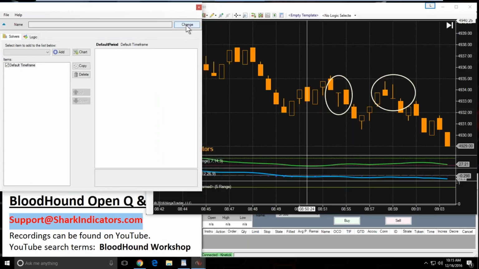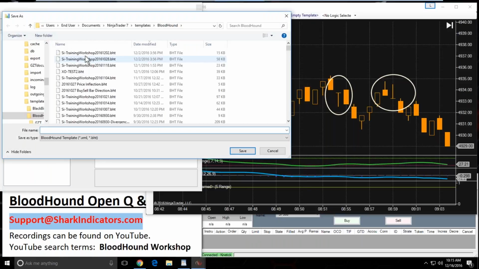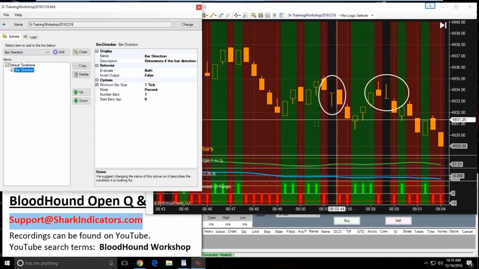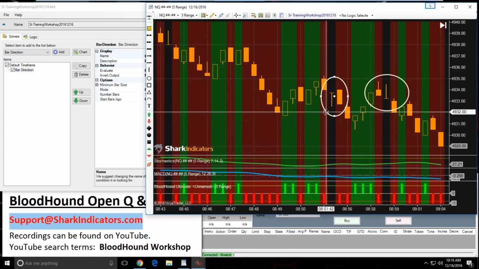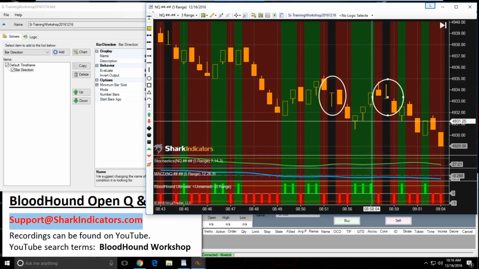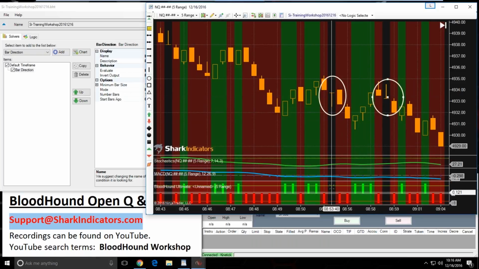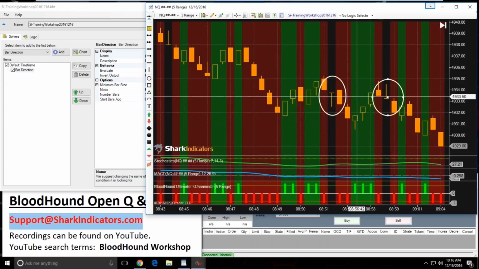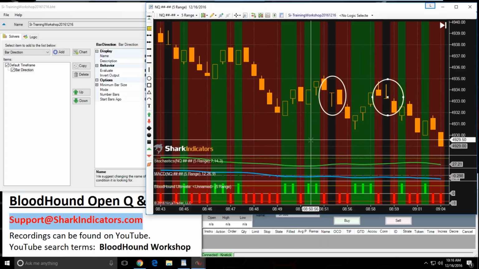So let's get BloodHound open and let's put in today's file name. All right, so it's the 16th. Just to demonstrate quickly, we're going to add a bar direction there. If we look on the chart, we can see these two dojis here don't have a direction to them. They don't have an output. It's all black or blank. So the question is, how can we get a bar direction for a doji like that?